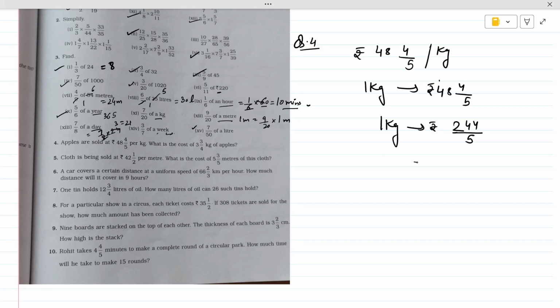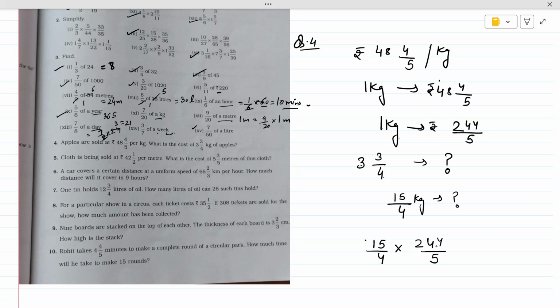And we have to find the cost of 3 3 by 4 kg of apples. 3 3 by 4 is equal to 4 into 3 is 12 plus 3 is 15, so 15 by 4. We have to find the cost of this many kg of apples. So how are we going to do this? For 1 kg it is this. For 15 by 4 kg, we multiply 15 by 4 with 244 by 5.